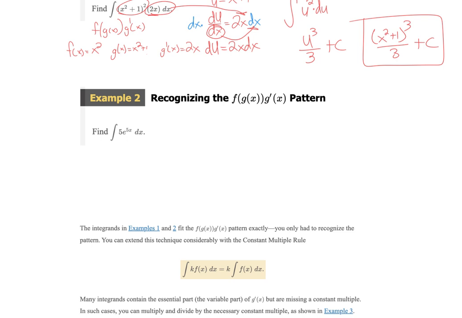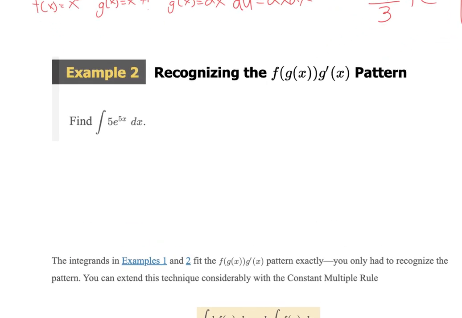The key part is the u is the inner function. So at example 2, what is the inner function? Well, I think u is going to equal 5x. So du equals 5 dx. Notice again the dx would be under the du, but I just rewrote it in the middle.